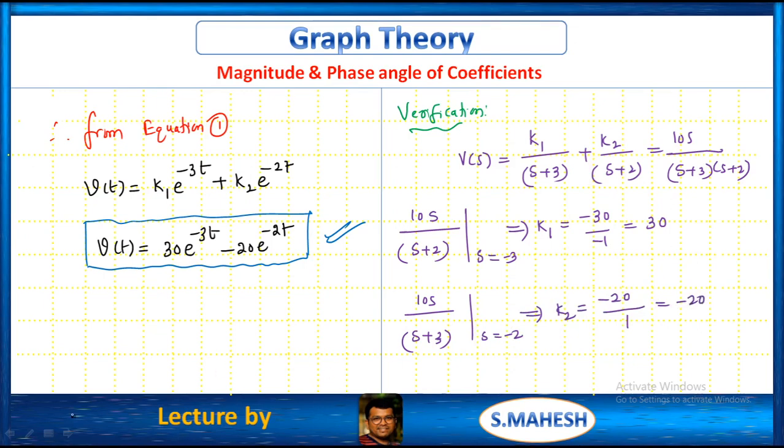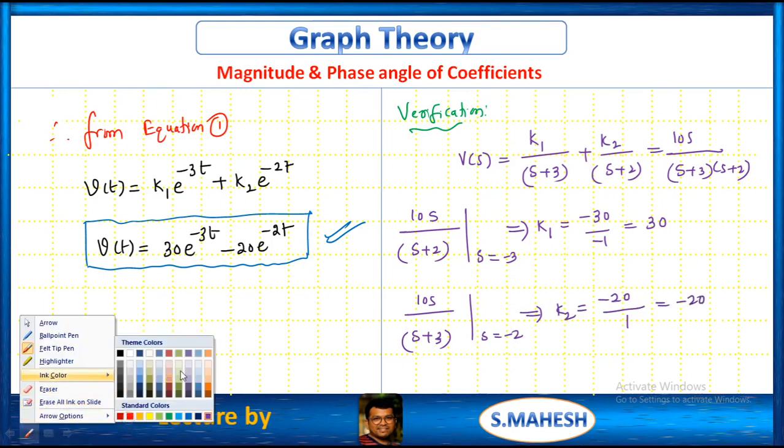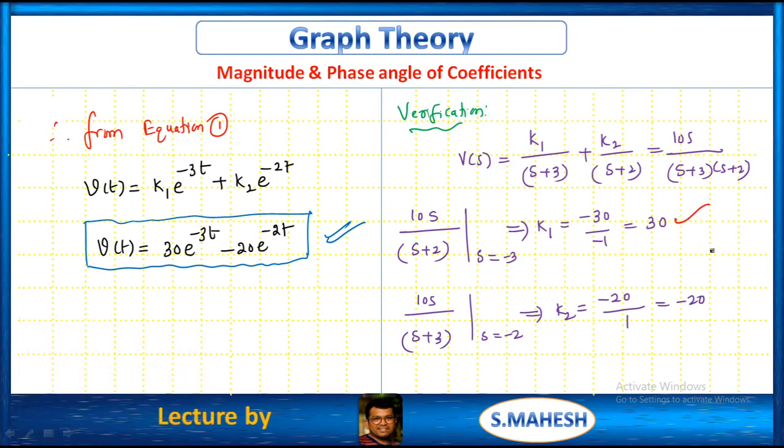See, from this we have K1 as 30, K2 as minus 20. Therefore, V of t equals K1, which is 30 e power minus 3t, minus 20 e power minus 2t. Satisfied? So we have verified the answer with the partial fraction method. So this is the answer from the magnitude and phase angle concept. This is the answer from the partial fraction method.